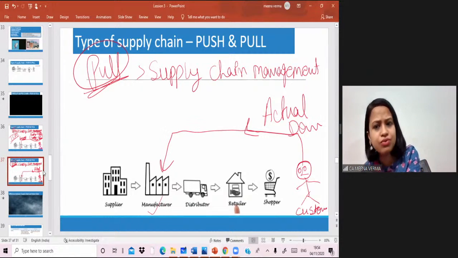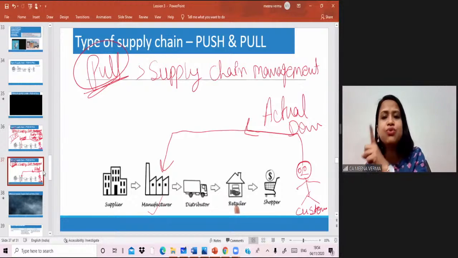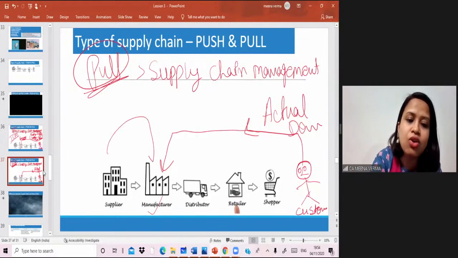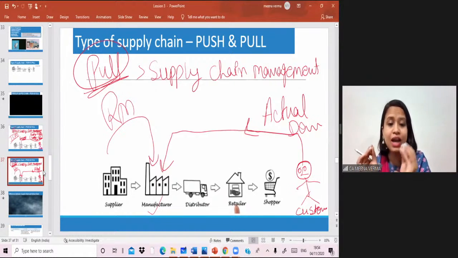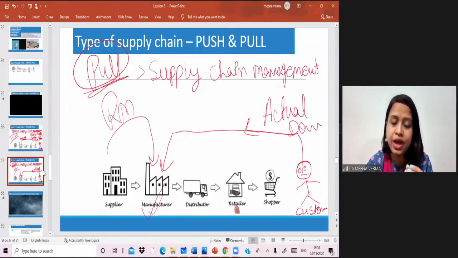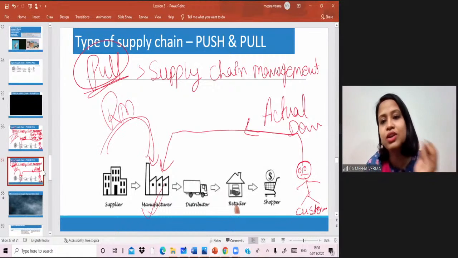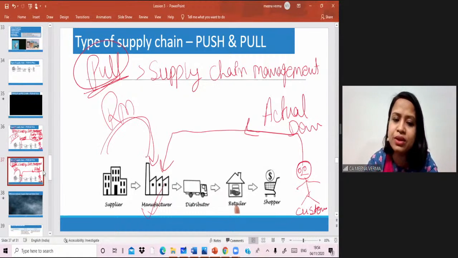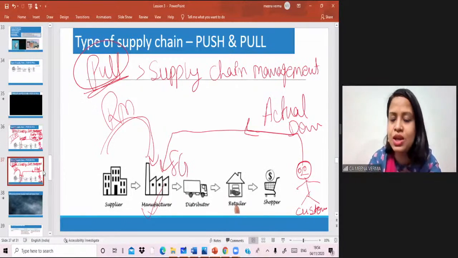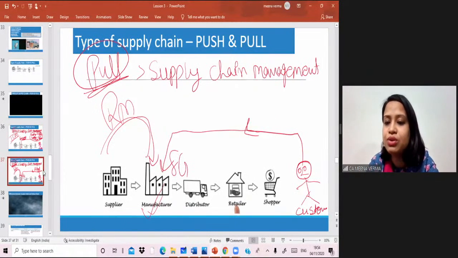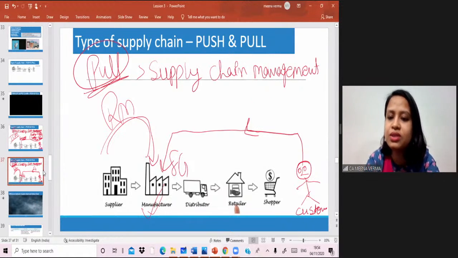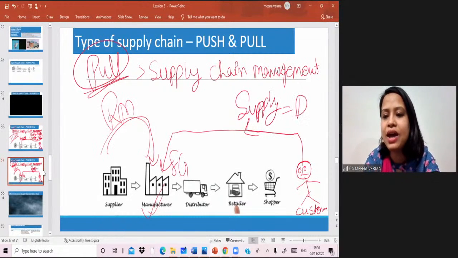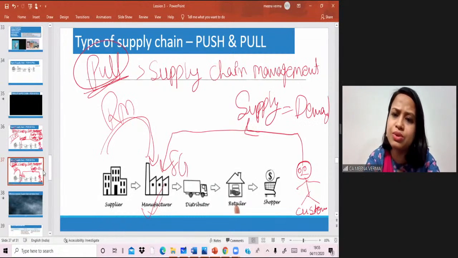On the basis of actual demand, I will buy the raw material from the supplier. On the basis of actual demand, I will do the production, and I will buy the raw material accordingly from the supplier. So in this case, the finished good which I'm producing, the supply will always equal demand.